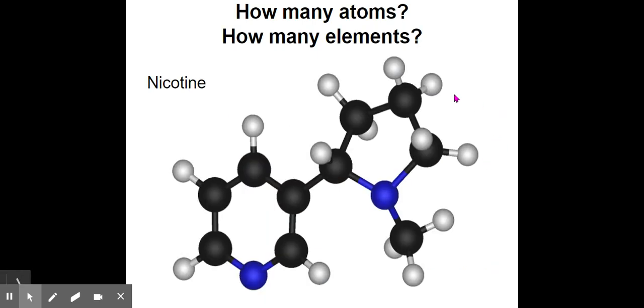Nicotine, let's do this one again. So how many elements? Let's do that first. Well, there's white, black, and blue, so that's 3 different elements, 3 different kinds. Okay, how many atoms? Well, that's a big counting. I'm going to start here.